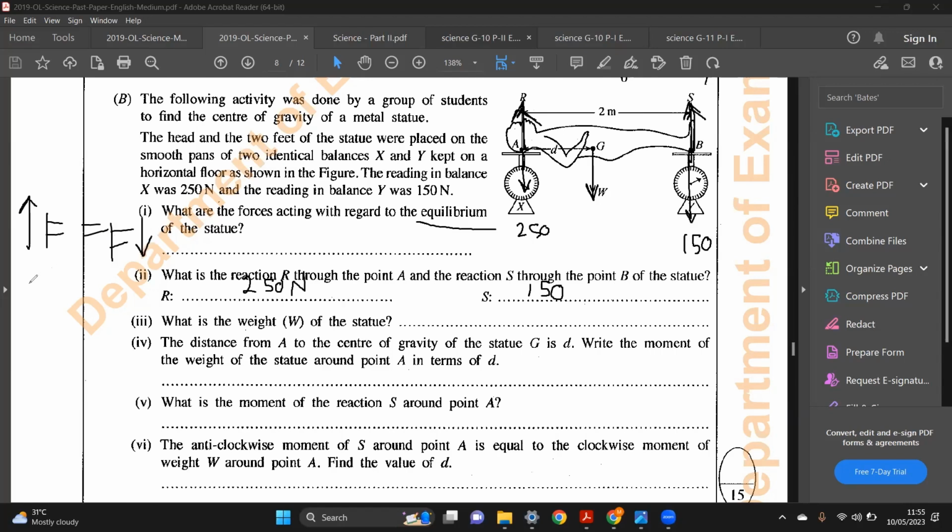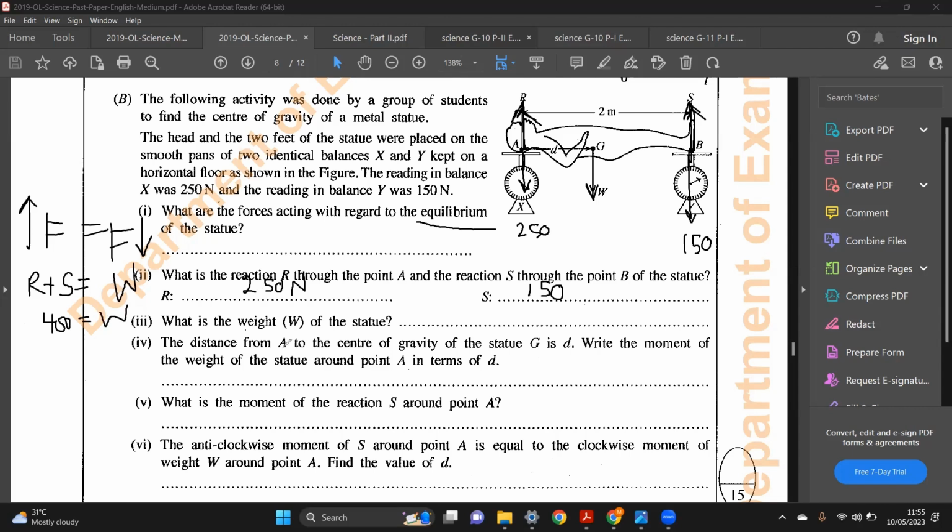What are my upward forces? R plus S. What are my downward forces? W. So R and S together is 250 plus 150, 400. So that is my W, 400 newtons.